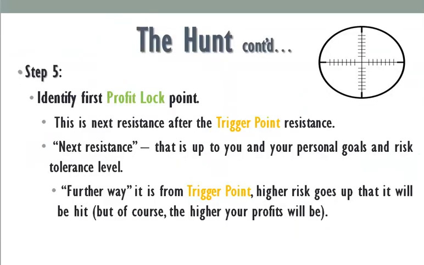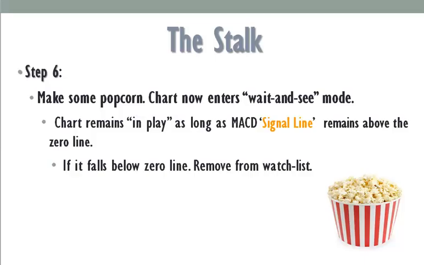So during the hunt stage still, step 5, we want to get that first profit lock point. That's going to be above the trigger. And the higher you are above that trigger, the higher the risk goes. But of course, the higher the profits could potentially go too. And now we are at the popcorn stage. We just got to wait and see. First, looking to see 2 things. First, if our trigger point is broken, and then second, we want to make sure that the signal line remains above 0.